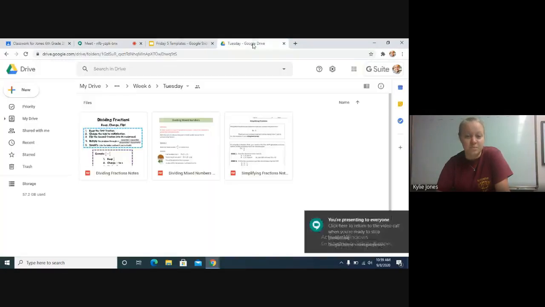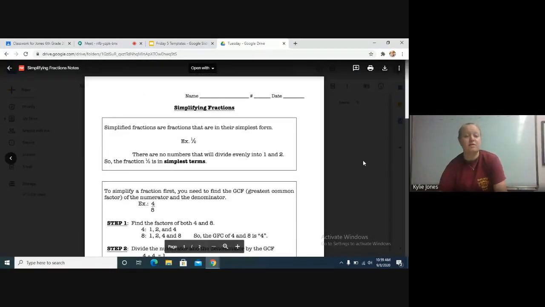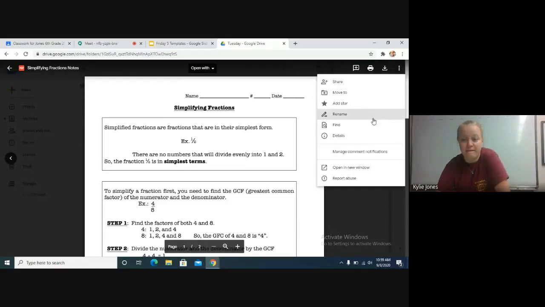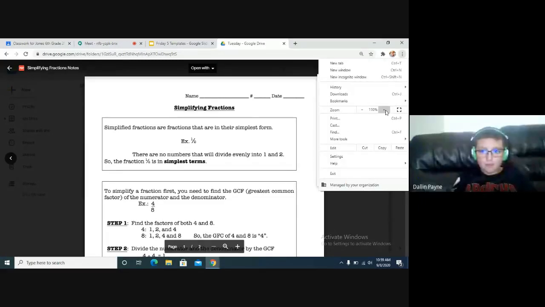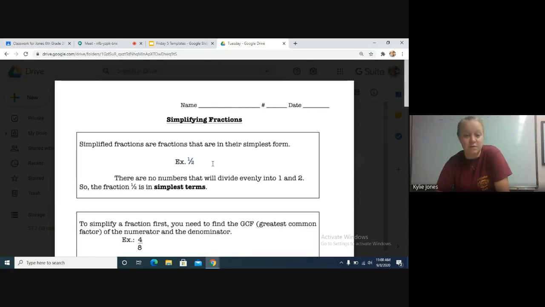There we go. Can you guys see my screen? All right. Let's talk about simplifying. Can you guys see this all right? Yep. So simplifying fractions. Simplified fractions are fractions that are in their simplest form. So usually something like 1/2 is in its simplest form, 1/3, 1/4. It's basically when your fraction cannot be divided by any more numbers. So no number goes into both the top and the bottom anymore.